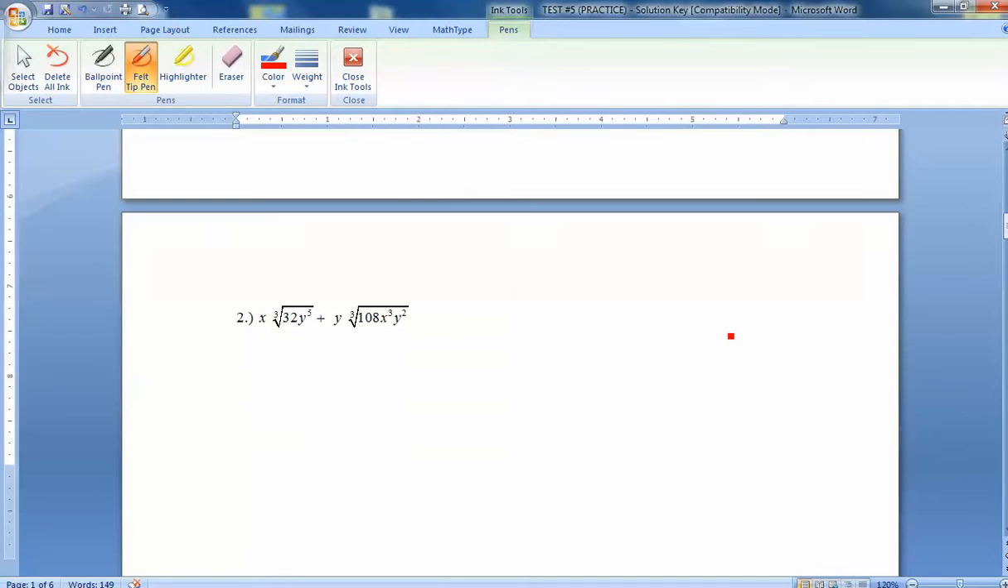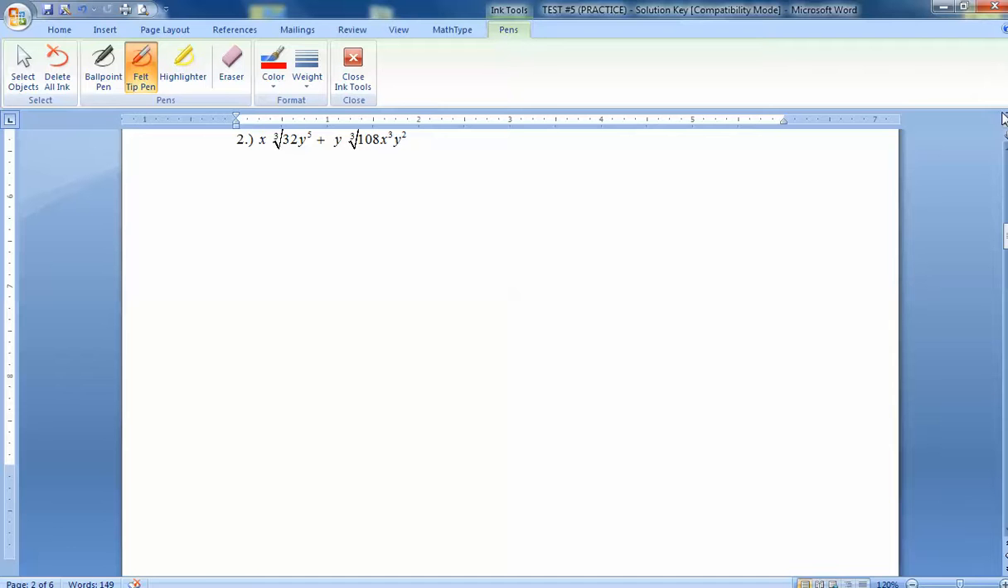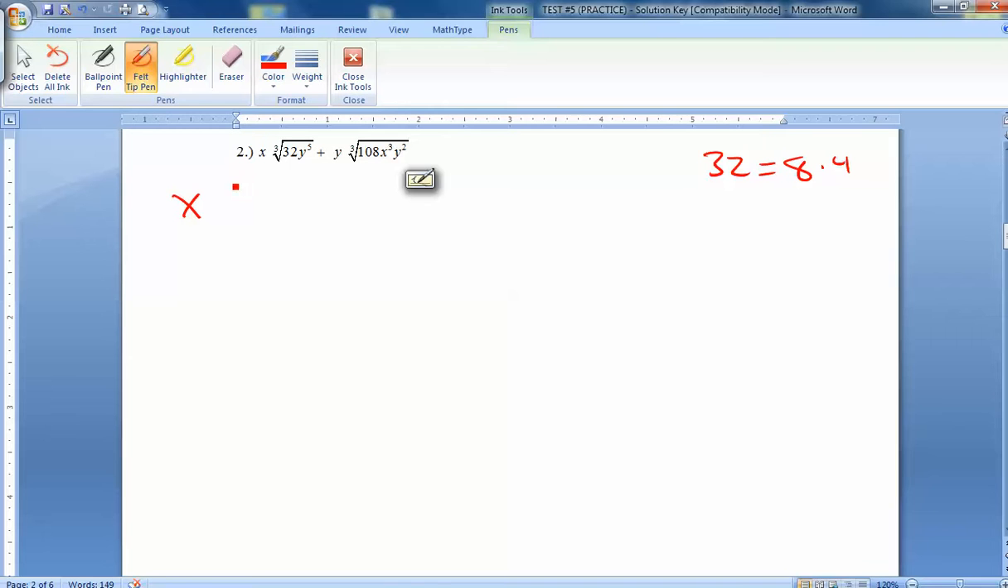Okay, moving on to number 2. What we want to do here is simplify each radical. So you have a cube root of 32. Now remember, 32 is 8 times 4. And 8's a perfect cube. So you can totally pull out a 2, because the cube root of 8 is 2. And also you can pull out a y, because you have the cube root of y to the 5th. So it leaves you with the cube root of 4y squared.